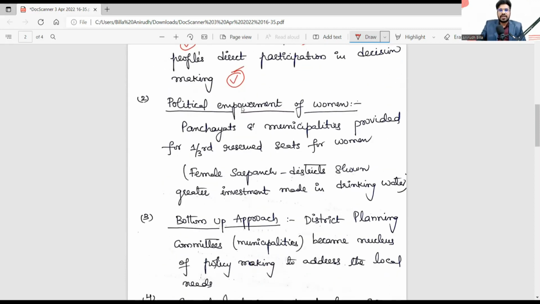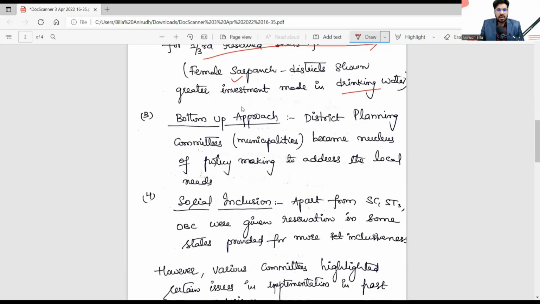I hope you can write this point. Point number 2, political empowerment of the women. Why have we written this? You already know that in MLA seats and MP seats, there is no reservation for the women. But here, Panchayat and municipalities provided for 1/3 reserved seats for women. This is compulsory, guys. What happened because of that? Wherever there are female sarpanches, in our state and also in other states, the districts have shown greater investment in drinking water, sanitation, etc. So it means that the women sarpanch has more focus on developmental activities. So this point you can write.